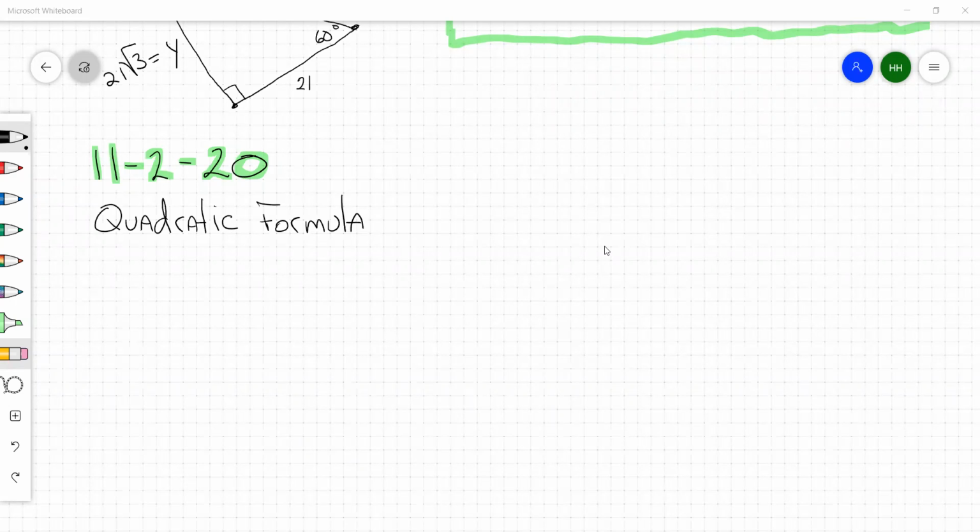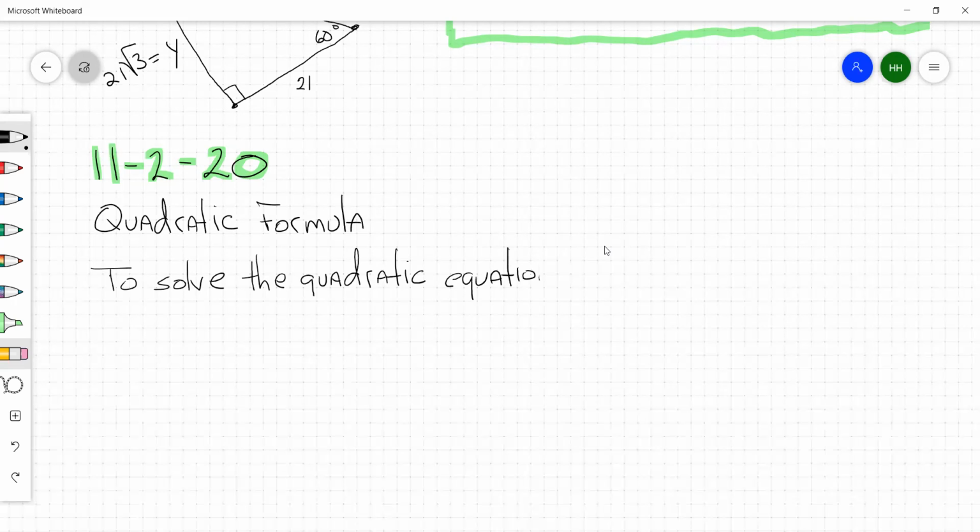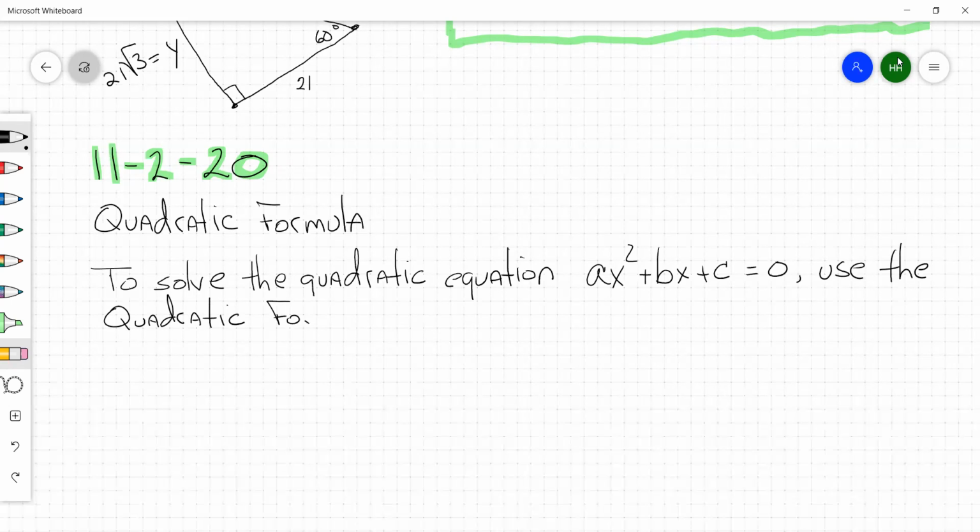All right, quadratic formula. To solve the quadratic equation ax squared plus bx plus c equals 0, use the quadratic formula. And here's what the quadratic formula is.